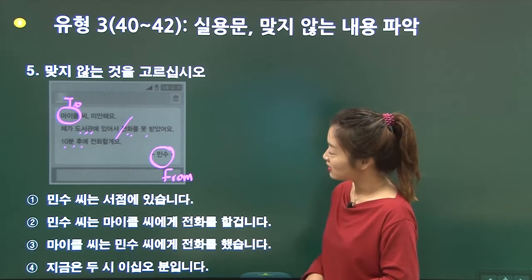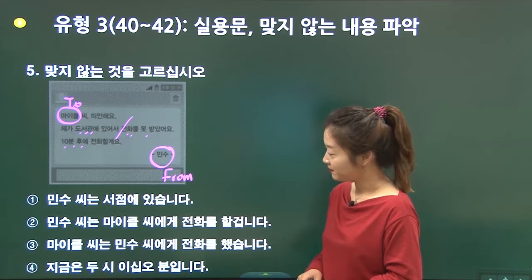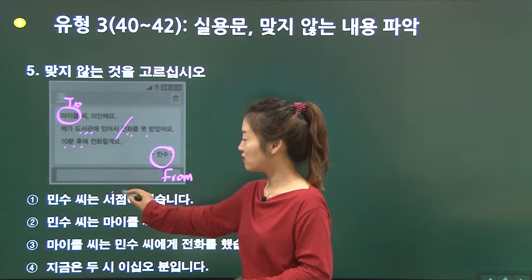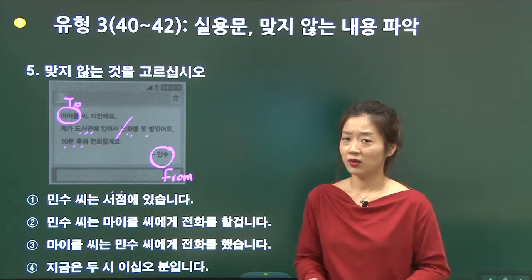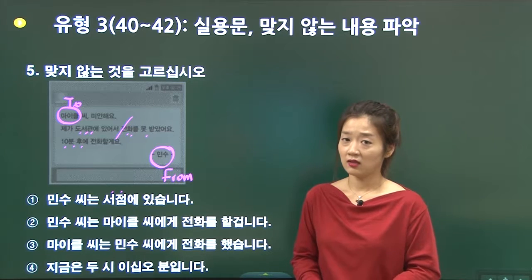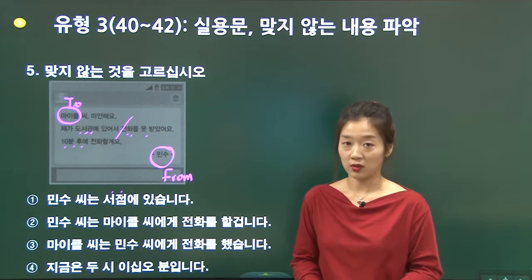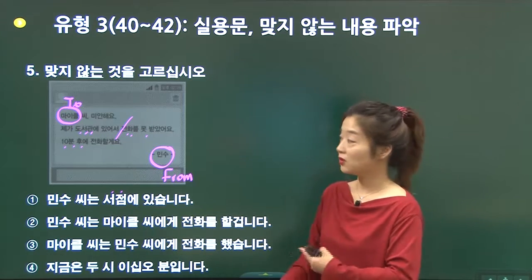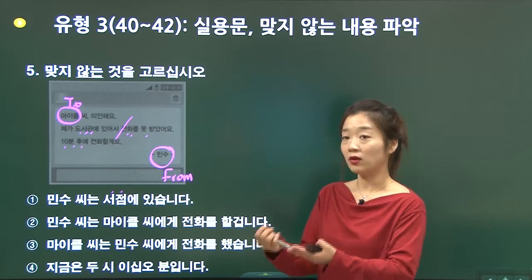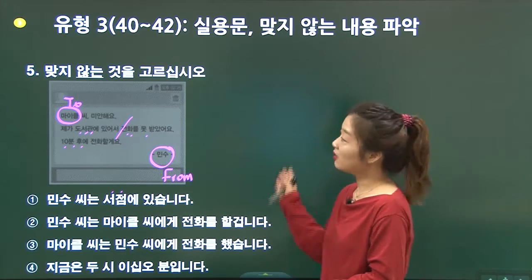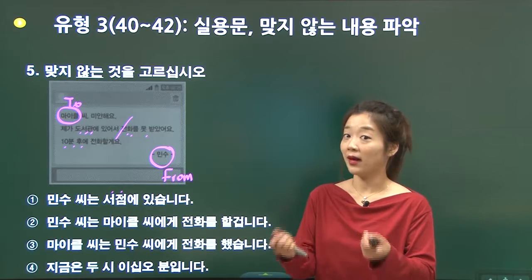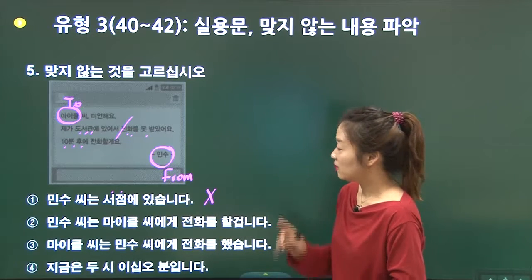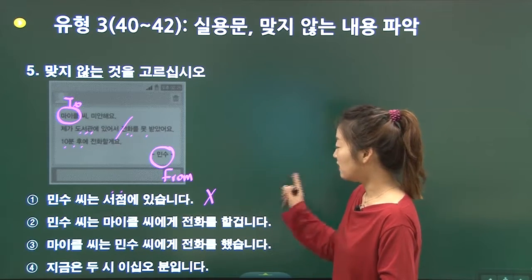Good. Let's find which one is incorrect. Number one, 민수 씨는 서점에 있습니다. 민수 씨는 서점. What is 서점? 서점, you can buy the book. So 서점 is the bookstore, right? Bookstore and library are different. In a bookstore you can read the book and also buy the book. But in a library, you can read the book but you can borrow it, right? You can borrow the book. So this is incorrect.